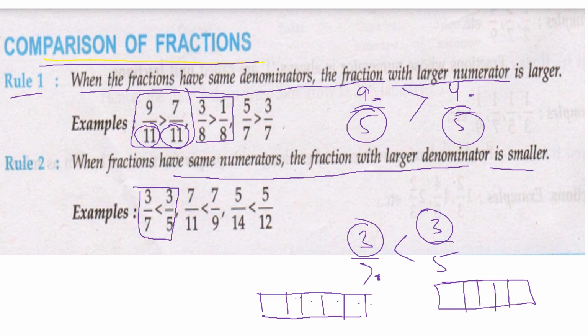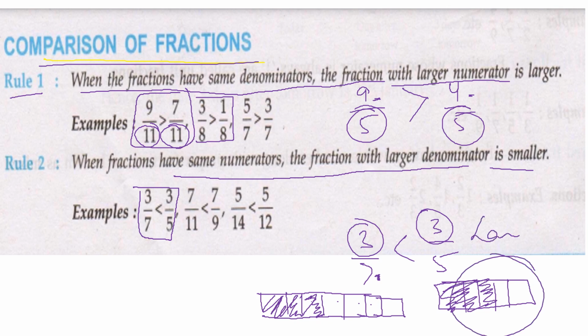1, 2, 3, 6 and 7. So it means out of 7, how many parts are shaded? 1, 2 and 3 parts are shaded. Now here out of 5, how many parts are shaded? 1, 2 and 3 parts are shaded. So which one is the bigger and which one is the smaller? Obviously this one is the larger. That's what it is saying.